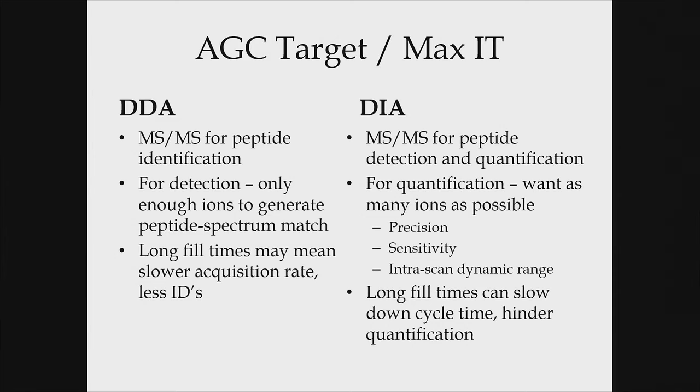So people will tend to use a lower AGC target for DDA because it means they can scan faster. You want just enough ions in the trap such that you can get a successful identification on that peptide, and then you want to move along as quickly as possible so you can identify lots of things. But in DIA, it's very important to fill the orbitrap, because when you fill the orbitrap, you have more ions and better signal to noise and better quantification.